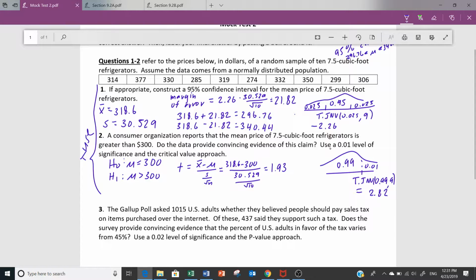Exactly. You would have to be higher than 2.82 to reject. This is not an extreme value. It helps to write whether this is extreme or not. So not extreme. So fail to reject. If this was a left-tailed test, you would have gotten negative 2.82. So that means anything below negative 2.82 would be considered an extreme value. And once again, 1.93 is not below negative 2.82. You would still fail to reject.